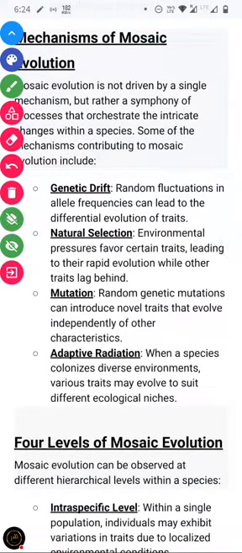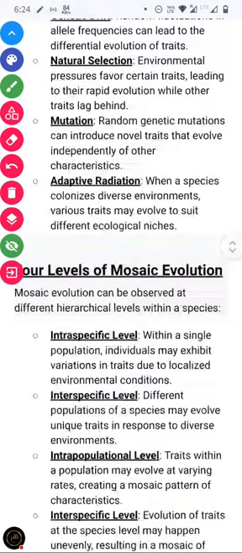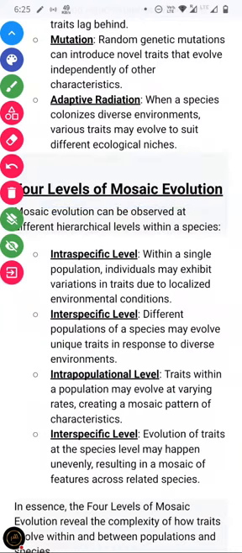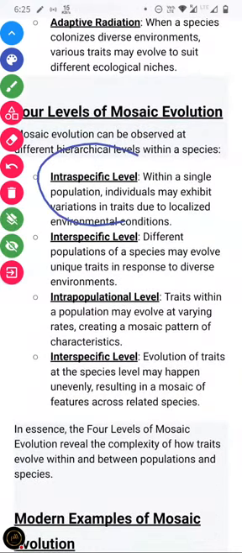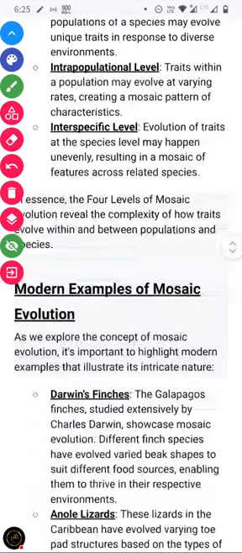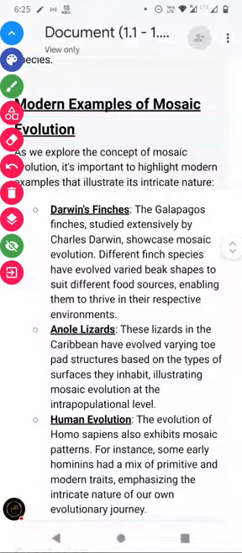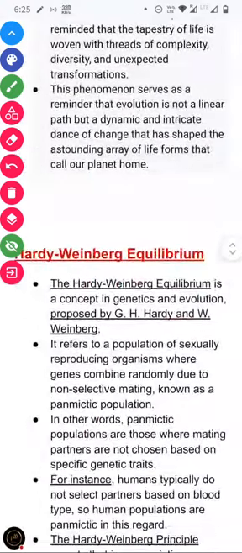Mechanisms of mosaic evolution. These are the mechanisms: genetic drift, natural selection, mutation, adaptive radiation, hybridization, etc. Four levels of mosaic evolution, such as intraspecific level, interspecific level, interpopulation level. Modern examples of mosaic evolution, such as Darwin's finches, anole lizards, human evolution. These are the examples related to mosaic evolution, and this is the conclusion you can write in your answer.